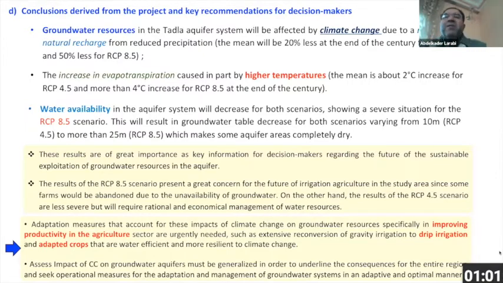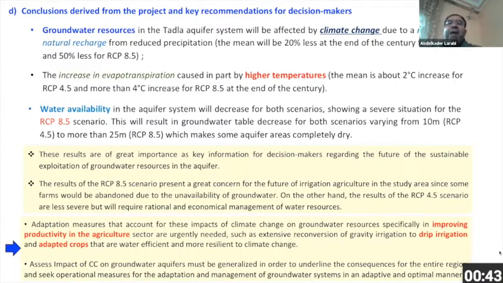So finally, the results are of great importance as key information for the decision makers regarding the future systemic exploitation of groundwater resources in the aquifer. The result for RCP 8.5 presents a great concern for the future irrigation in the area.